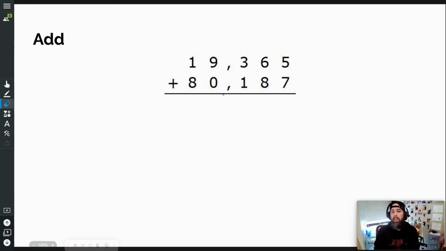19,365 plus 80,187. Go all the way to the right. 5 plus 7 is 12. Write out your 2. Carry the 1. 1 plus 6 is 7. 7 plus 8 is 15. Write out your 5. Carry the 1. 1 plus 3 is 4. 4 plus 1 is 5. Write out your 5. 9 plus 0 is 9. 1 plus 8 is 9. Write out your comma, and you get 99,552.